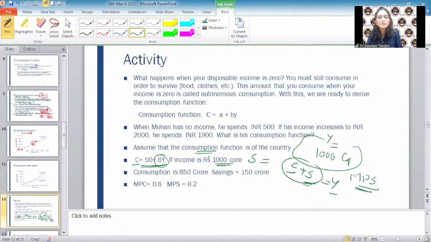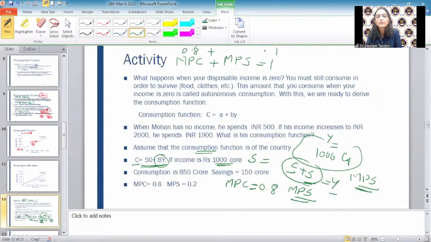And if they tell you to find out MPS, how will you find MPS? You have MPC here. MPC is how much? 0.8. Yes. So MPS will be how much? We have shared that MPC plus MPS is equal to 1. This is 0.8, this is 1, so this will be 0.2. So you can get MPS, and you can get savings through this equation.